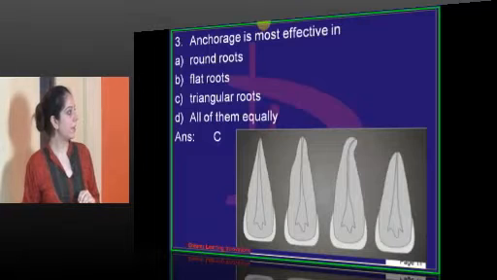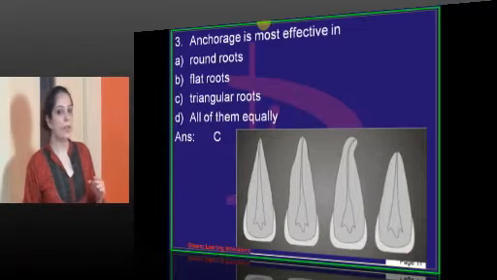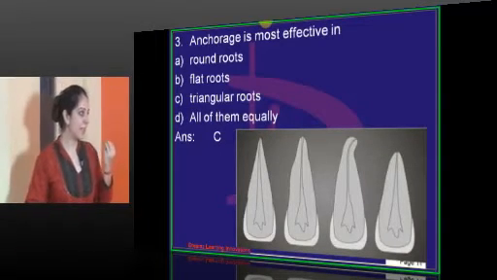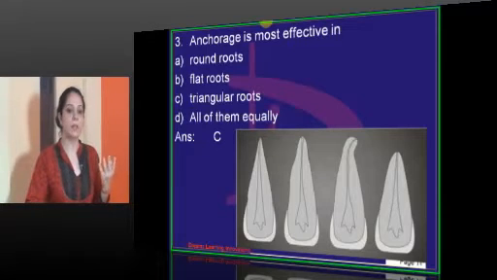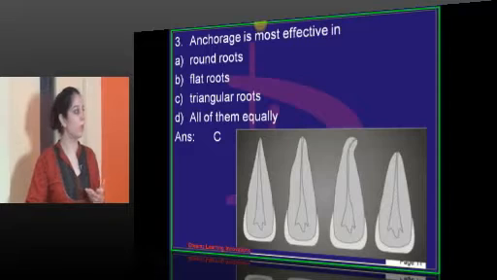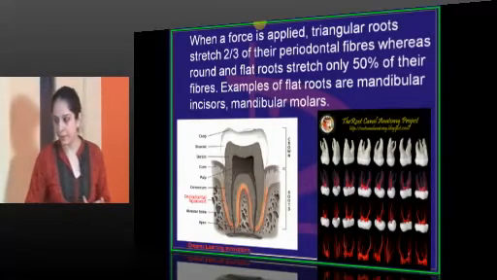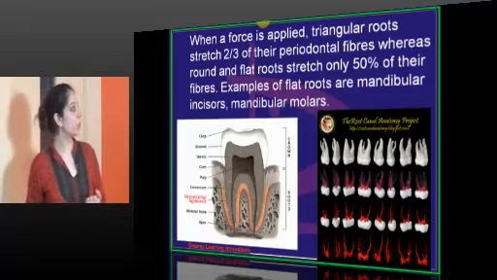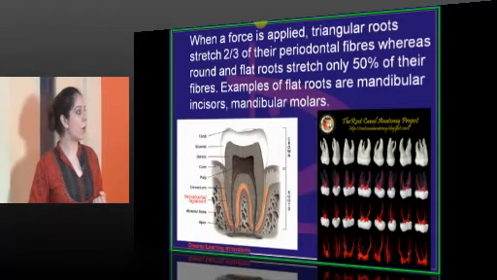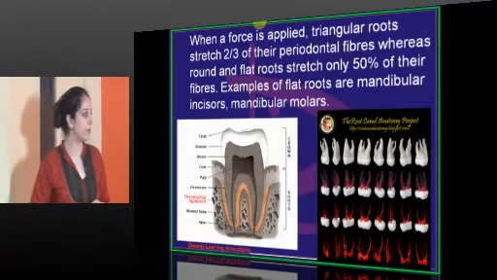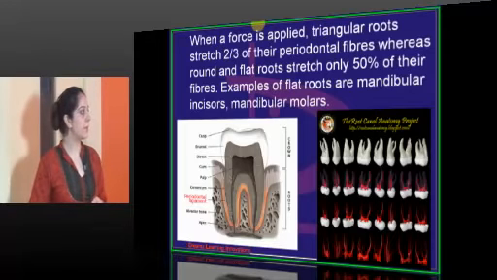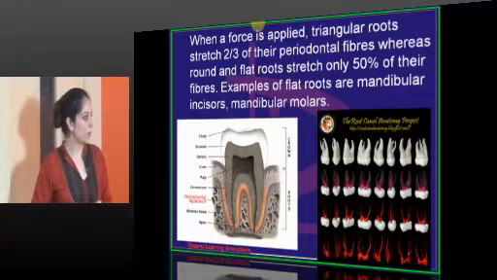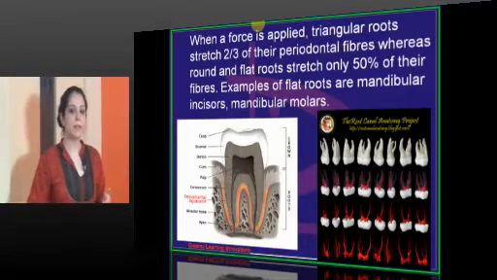Anchorage is most effective in triangular roots. In all other kinds of roots which are a little bit slender, usually the PDL fibers are fewer and it cannot really anchor itself inside the bone, therefore it usually isn't that effective as an anchor unit. So when a force is applied, triangular roots stretch 2/3 of their PDL fibers, whereas round and flat roots stretch only 50%. Examples of flat roots are mandibular incisors and mandibular molars. So mandibular incisors are the least effective type of anchor units.